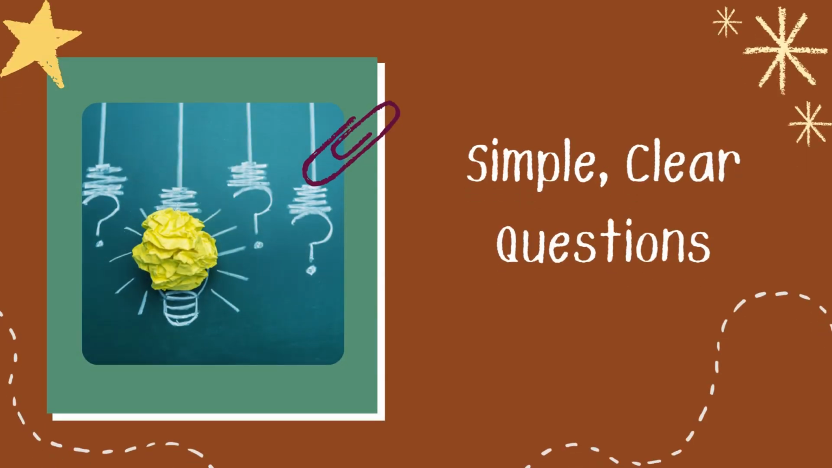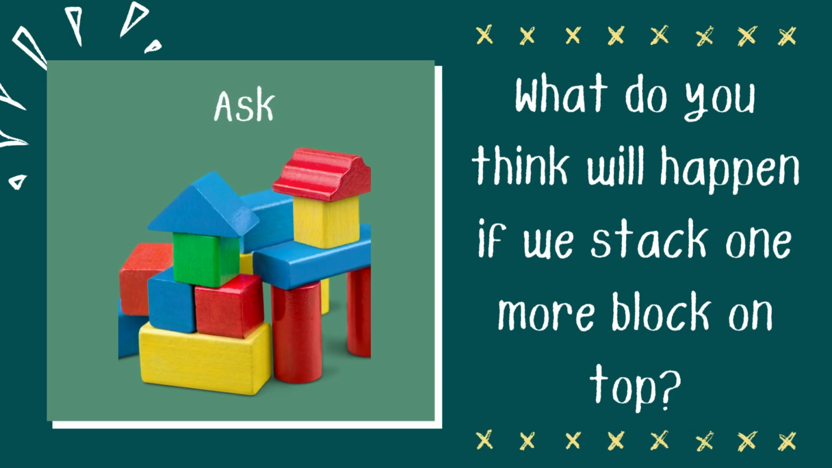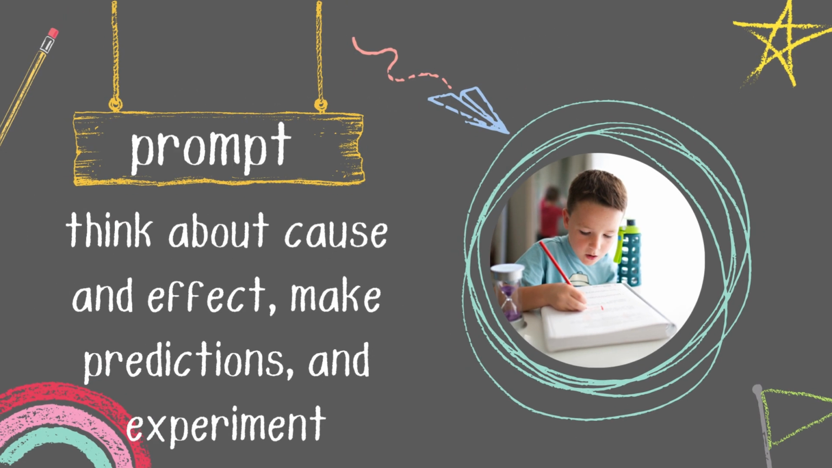Use simple and clear questions. For example, while playing with blocks, you might ask, "What do you think will happen if we stack more than one block on the top?" Try to keep your questions very simple. Focus on the child's immediate environment and their activities. Avoid complex language or abstract ideas or theories. The goal is to prompt children to think about cause and effect, to make predictions, and to experiment with their ideas in a hands-on way.